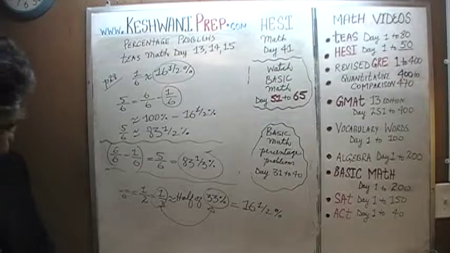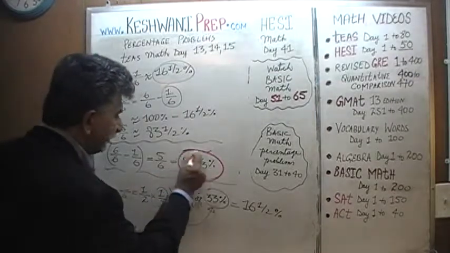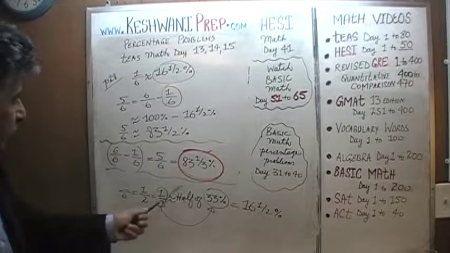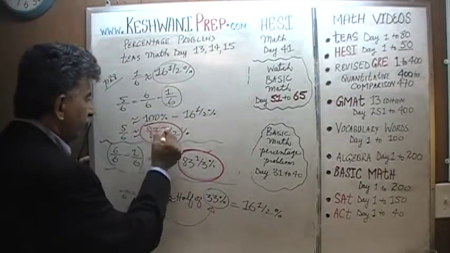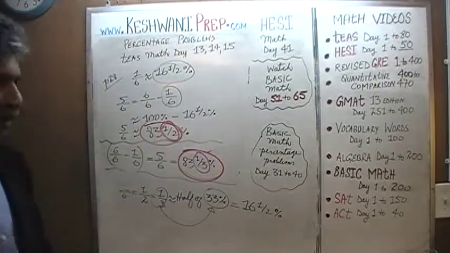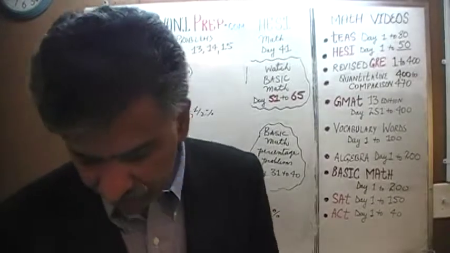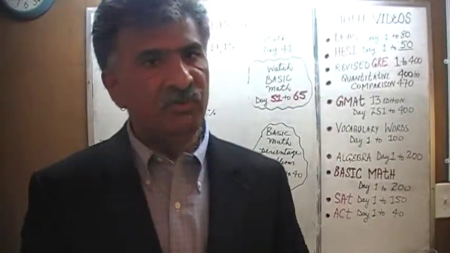So there we go. Here is our exact answer, 83 and a third percent, and here's the approximate answer, 83.5%. As you can see, we are off by very little. 5/6 is approximately 83.5%, which is very easy.